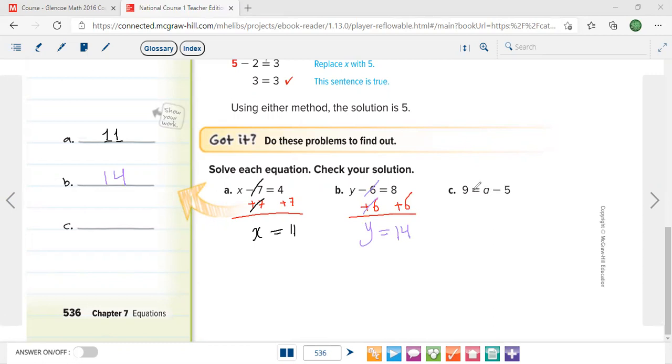9 equals a minus 5. So plus 5 plus 5. See how easy? And plus 5 will cancel minus 5. So a remains in the left-hand side. 9 plus 5 is 14. So the answer is also 14. Moving on.